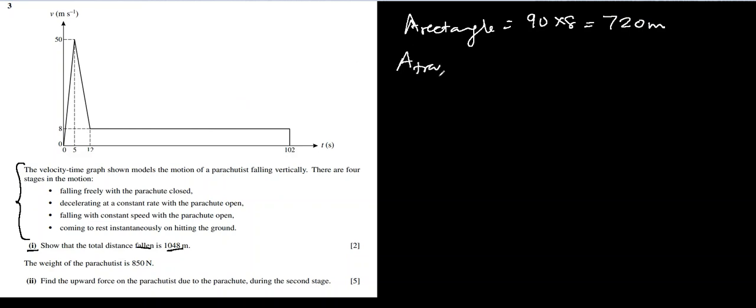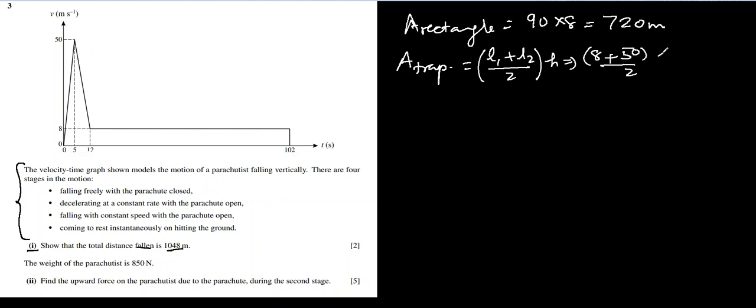The trapezium part will be, what is the formula for the area of a trapezium? Parallel line 1 plus parallel line 2, divided by 2, multiplied by the height between them. So what is parallel line 1? Let's say this one, the small one. This is 8. What is parallel line 2? From this base till top, which is 50.